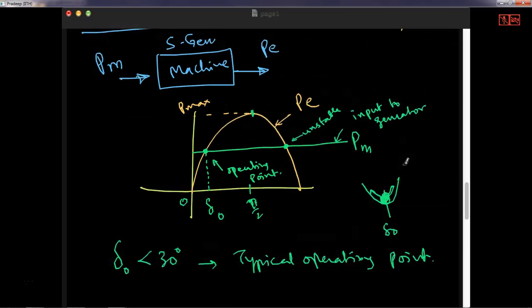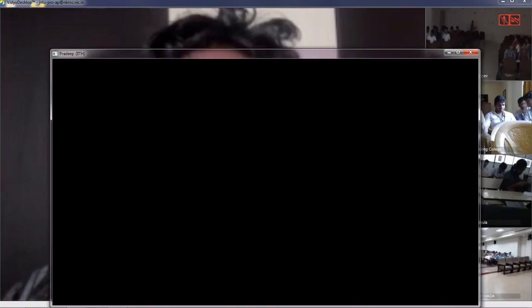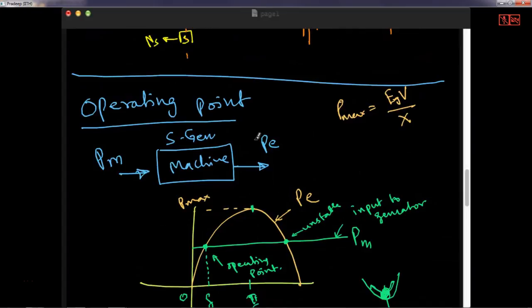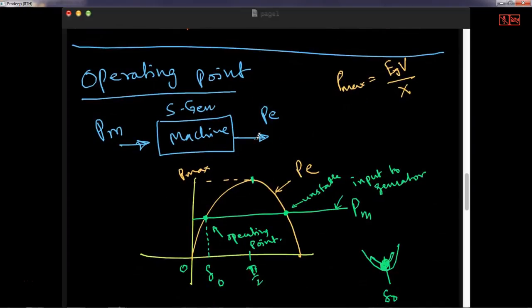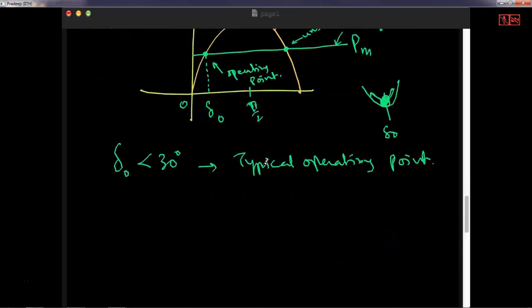So any doubts up to here? I'm just pausing to check if anybody has doubts about the operating point. What happens if I move away from the operating point is what we want to study. I'll just explain it physically here.